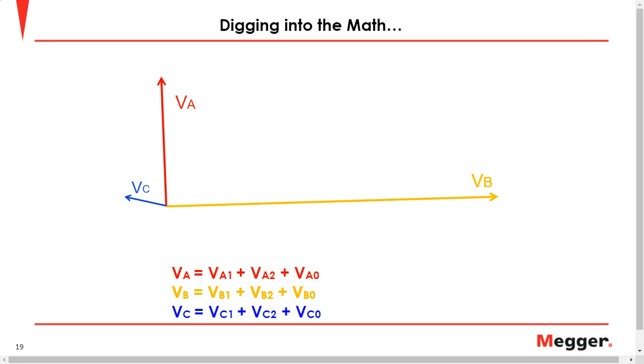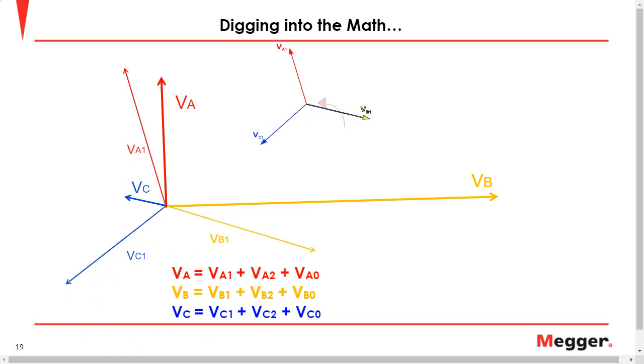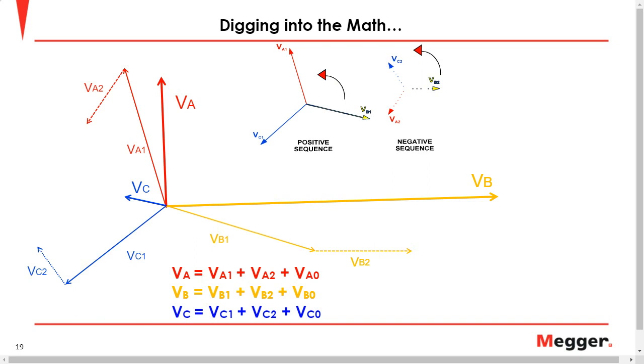and so on, VB and VC. You see our positive sequence components coming in, followed by our negative sequence, VA2, VB2, VC2, followed by our zero sequence components. And vectorially, all we're doing is adding these tail to head, each component. Now, what's the advantage of this?